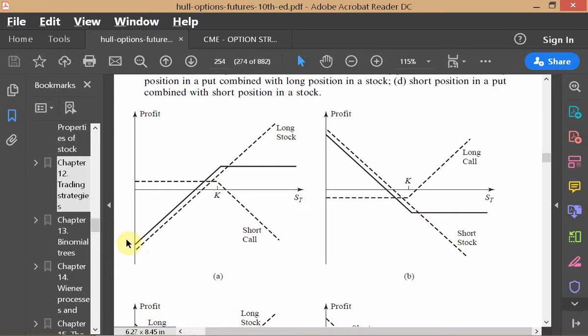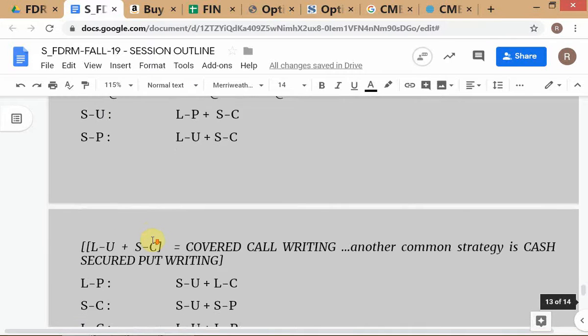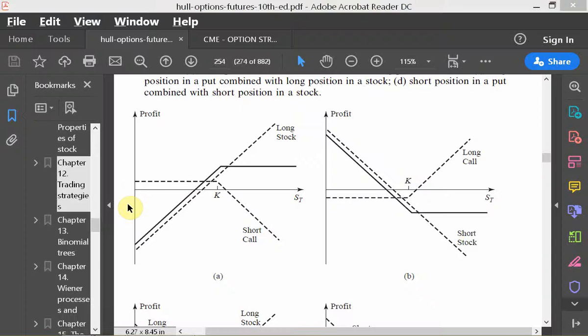This is actually the final profile. Let's go with the sequence we have in the notes. Long underlying we have done. Short underlying we have already done. Short put. Okay. Short put. If you want to have a short put situation. Okay. This is your short put.